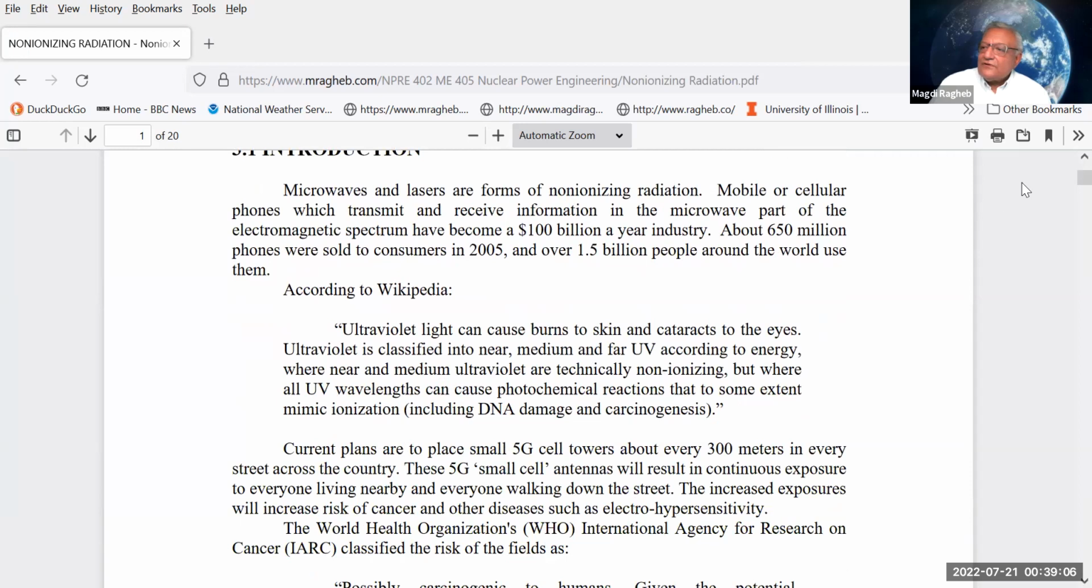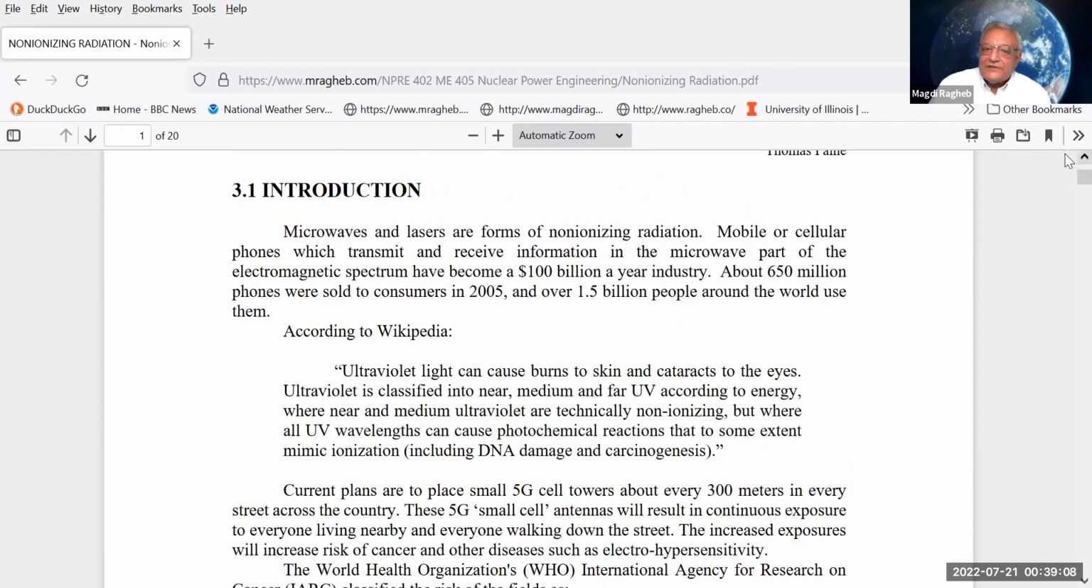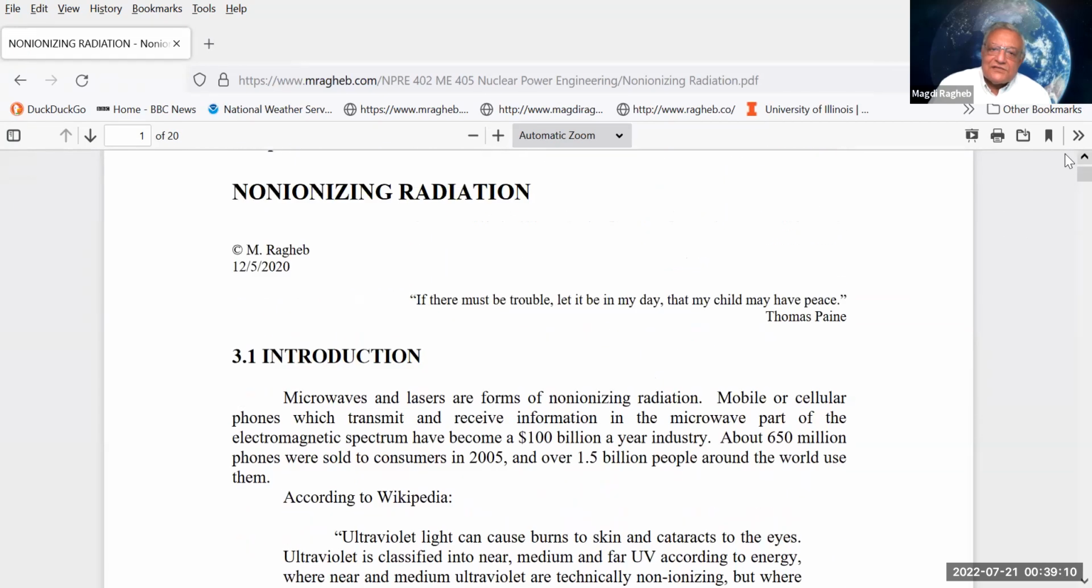Microwaves and lasers, of course, are forms of what we call non-ionizing radiation. They don't have enough radiation energy to ionize the particles in general. However, they have come into great use in mobile cellular phones. And as you know, our cellular phones or mobile phones are operating in the microwave part of the electromagnetic spectrum. And it's a large industry reaching $100 billion.